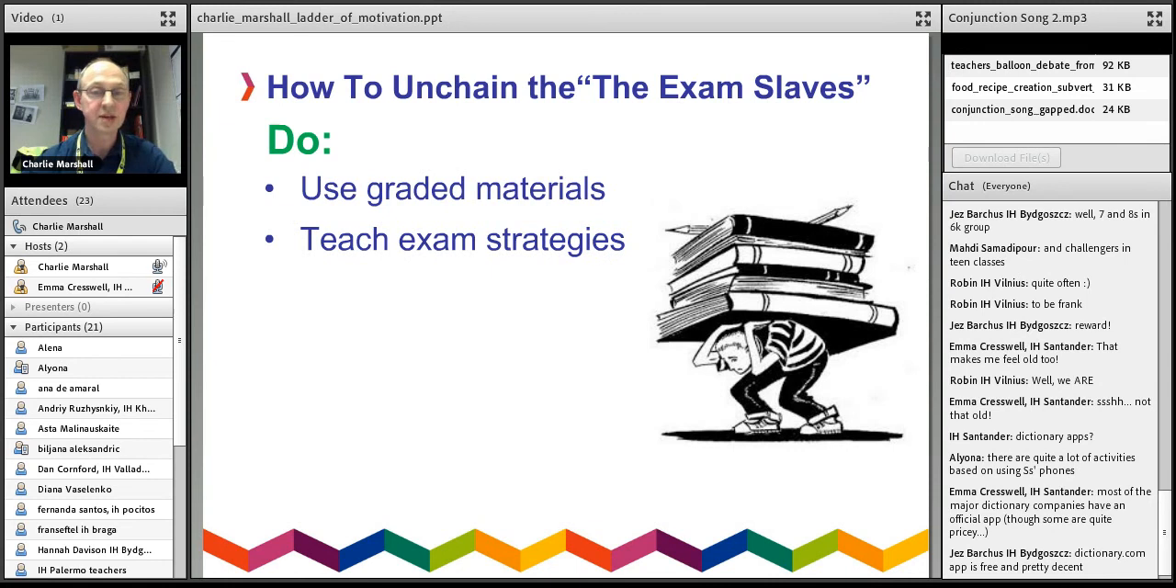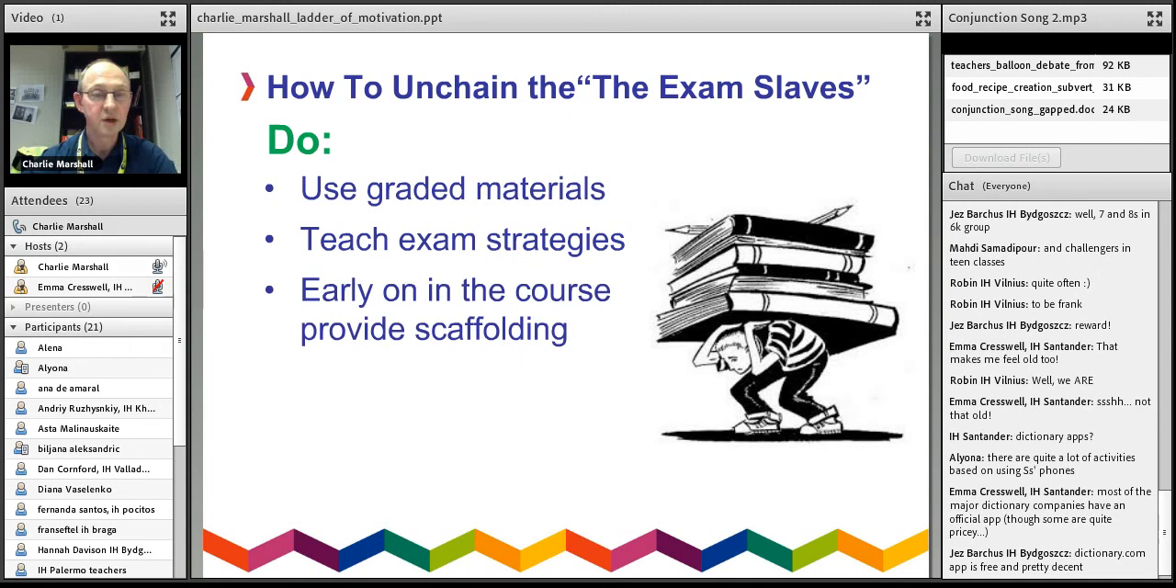And do teach exam strategies right from the start, because this is a way that students can, within the rules of the exam, take better approaches, and it's good for the students. Do early on in the course provide scaffolding. I'm going to talk a little bit more about scaffolding later, but this is just basically giving them gapped dialogues that they can put their own information in, gapped sentences that they can build their own ideas with, that fit the style and the approach of the exam.